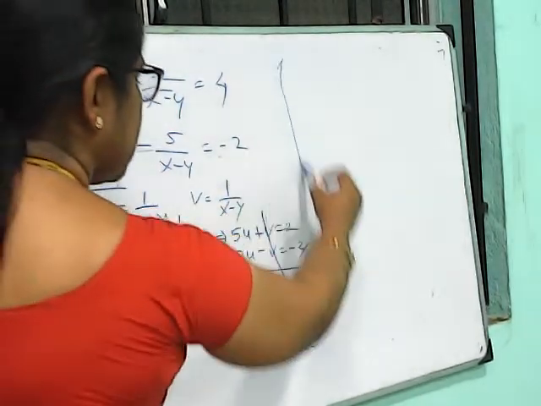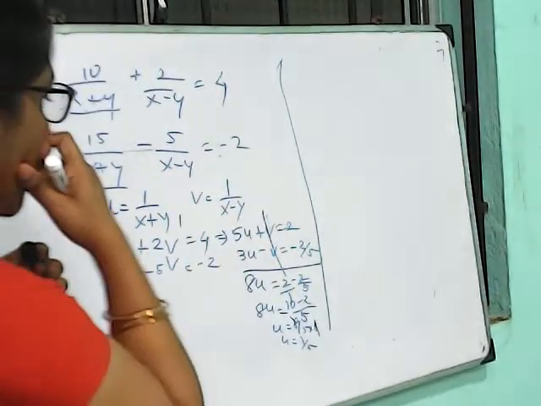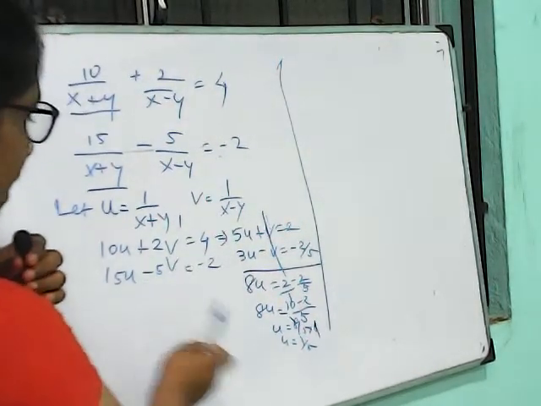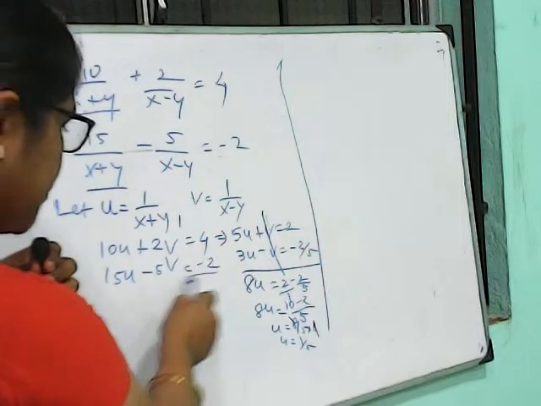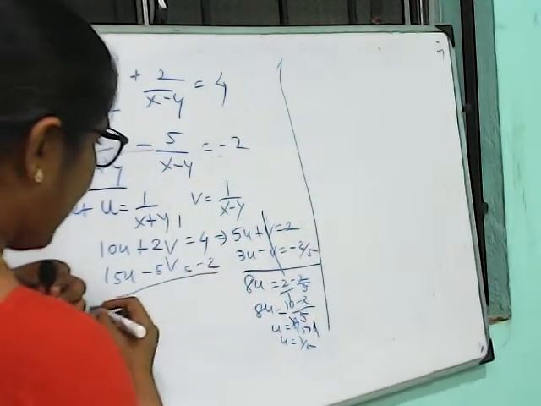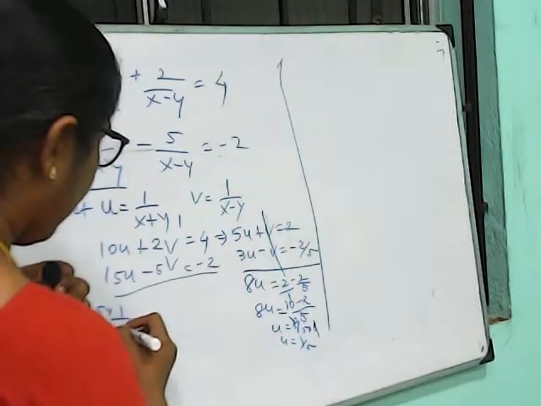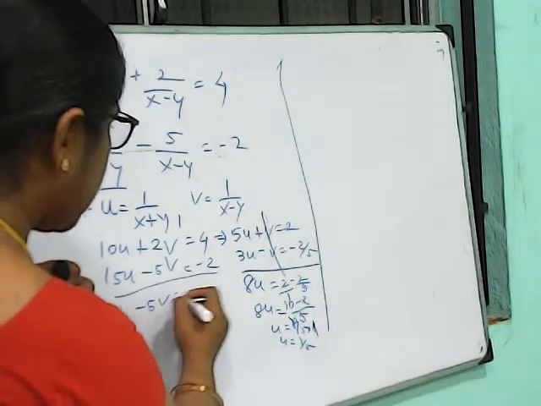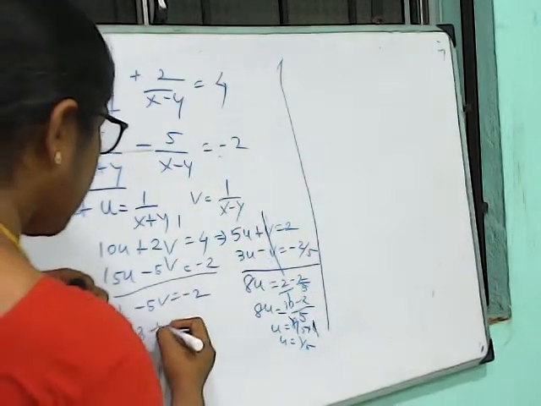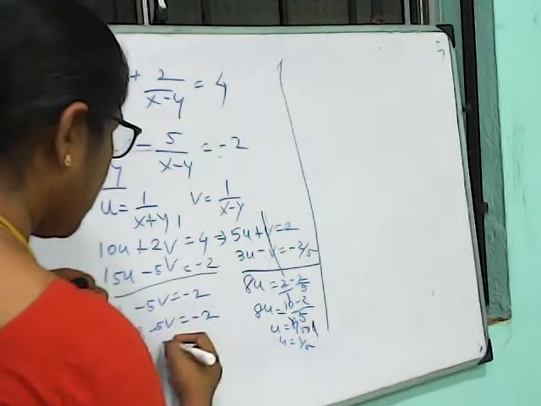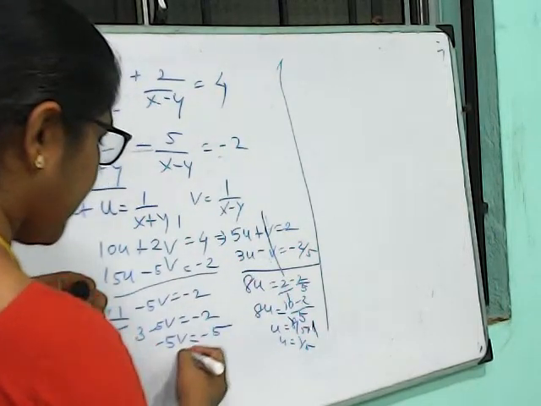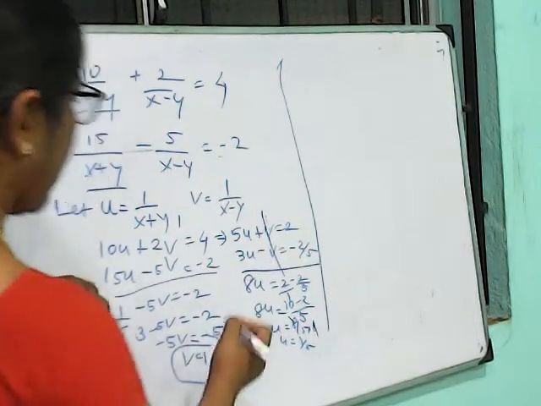Okay. Now, next we need to eliminate. Now we have got u. Now we need to find the value of v. I can substitute here. So when I substitute here, what will I have? 15 into 1 by 5 minus 5v is equal to minus 2. So this is 3. 3 minus 5v is equal to minus 2. So minus 5v is equal to, bring this 3 to the other side, minus 5. So v is equal to 1.